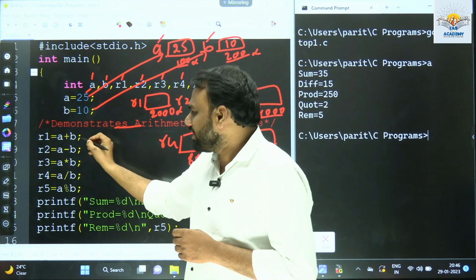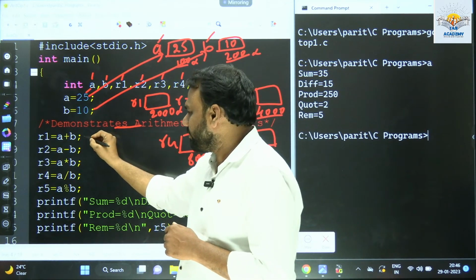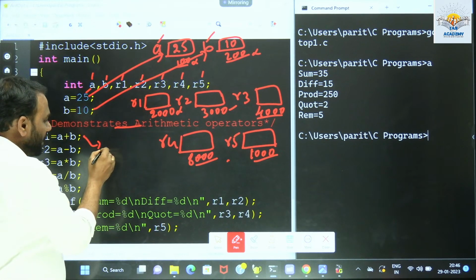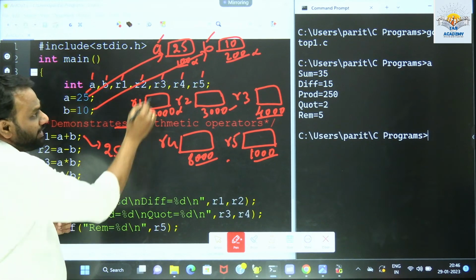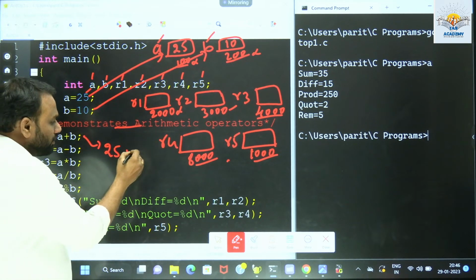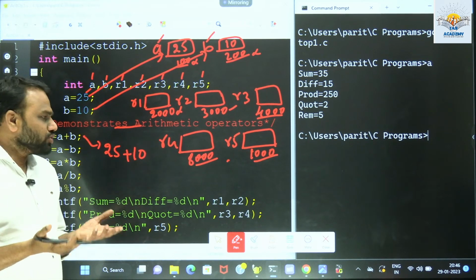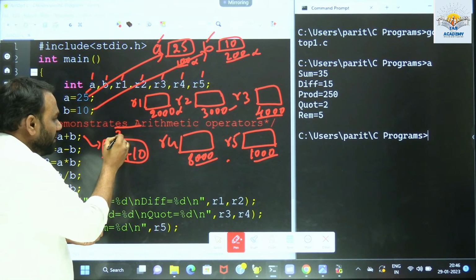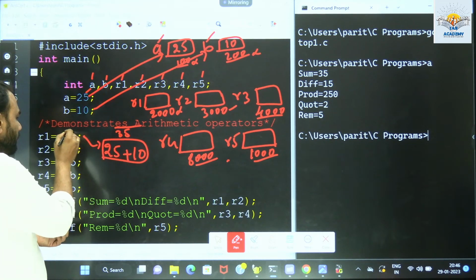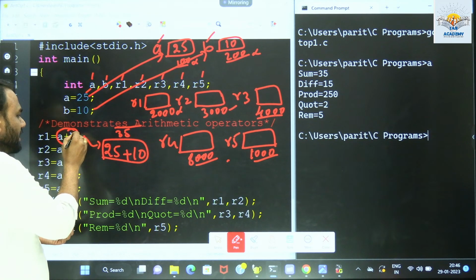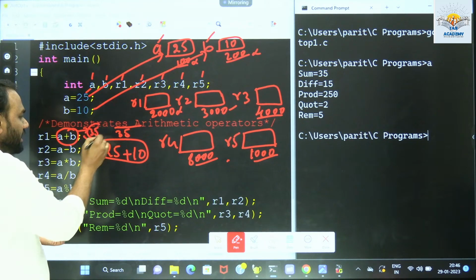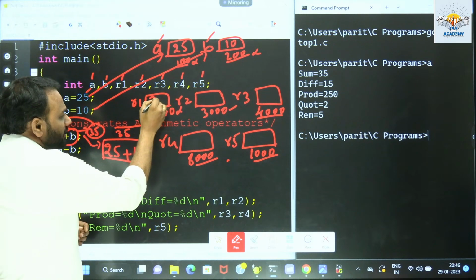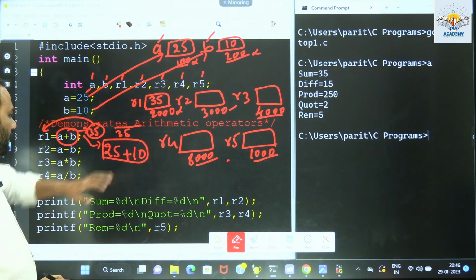So next, R1 is equal to A plus B. What will this operation perform? It will perform A plus B. What is A plus B? In A we have 25. In B we have 10. So both of them will be brought here. In the CPU, both of them will be added. 25 plus 10 is 35. So where will this 35 be stored? This whole right hand side will be replaced by 35. So this 35 will go and it will sit in R1. So what will be stored here? 35.